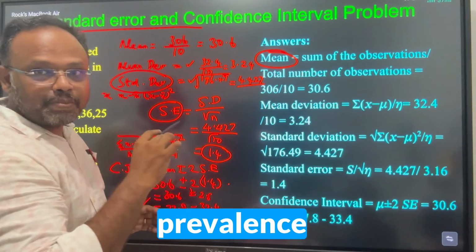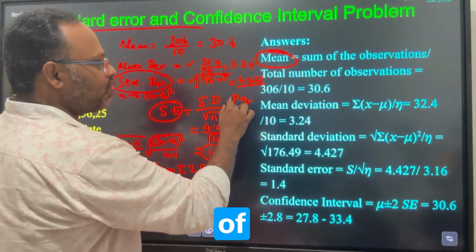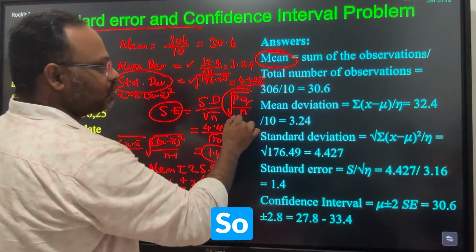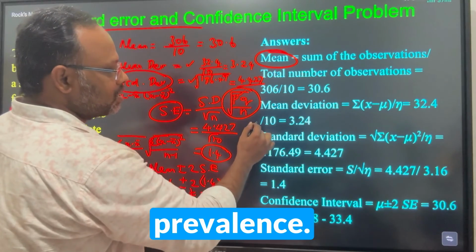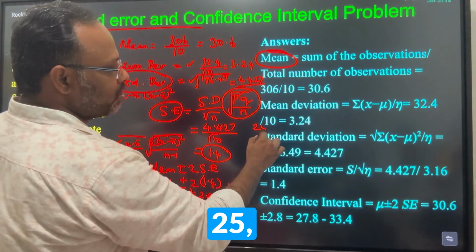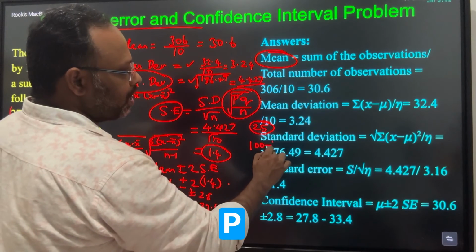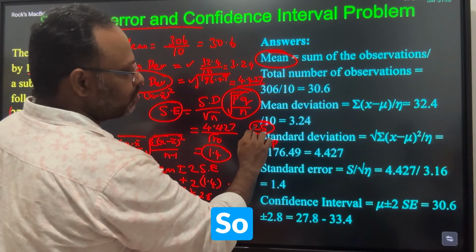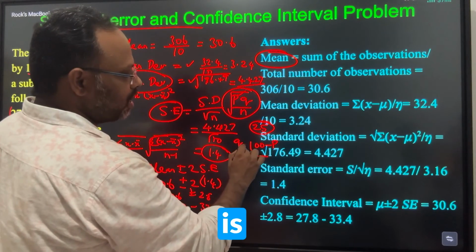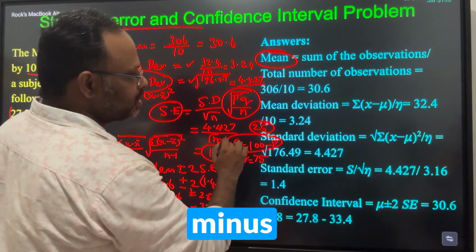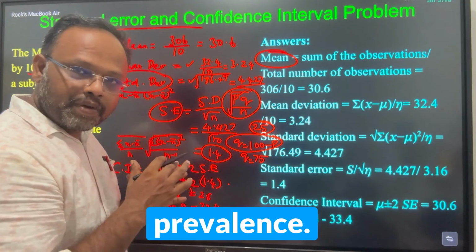Suppose sometimes they have the prevalence or proportion. In that case, we need to use root of pq by n. So we calculate standard error like that, where p is the prevalence. Suppose let's say the prevalence of anemia is 25, p will be 25, q will be 100 minus p, or 1 minus p. So if p is 25, then q will be 75, because q is 100 minus p or 1 minus p, based on how you are taking the prevalence.